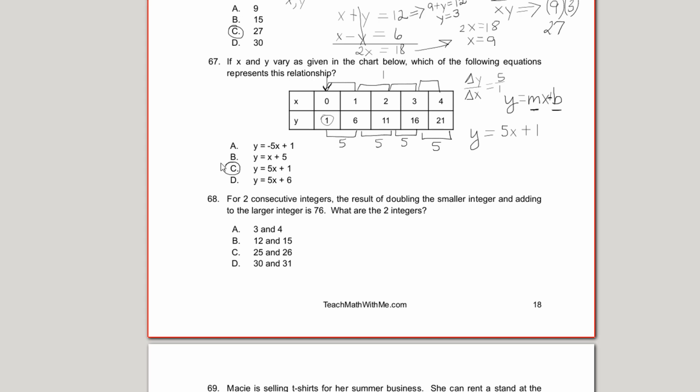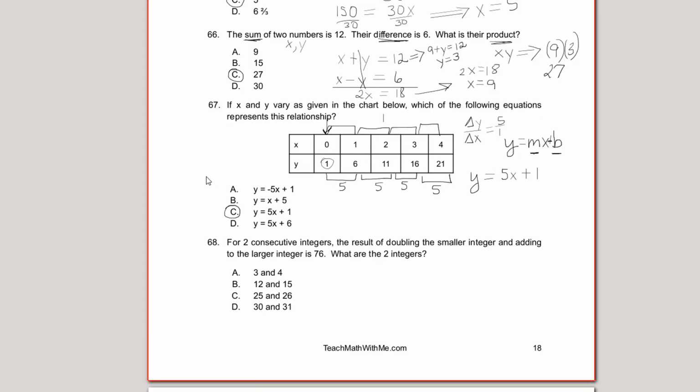So this is a little bit of an equation-writing question, but it also has slope. So we have mixed topics that show up in our questions. But when you see a chart like this and you see these constant values, be thinking slope.